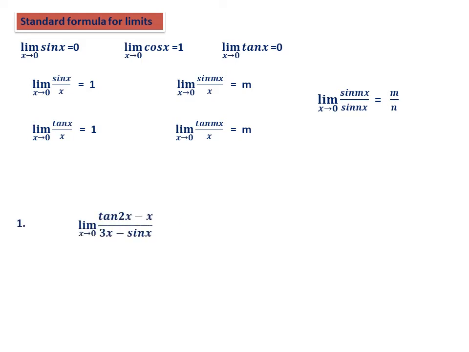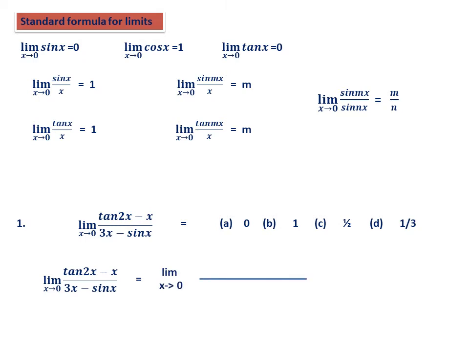Now let me take one example. Say how to do this question. Limit of tan 2x minus x by 3x minus sin x. Of course, options are given. Now the method is like this. You can first divide both numerator and denominator by x, so that we can introduce the formula.